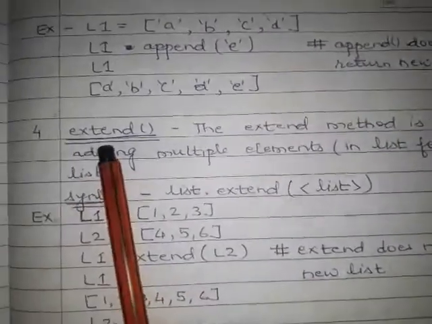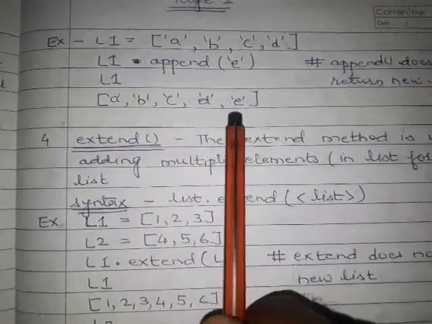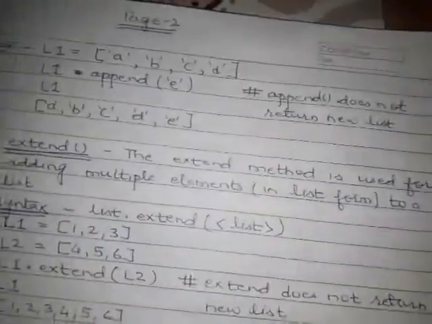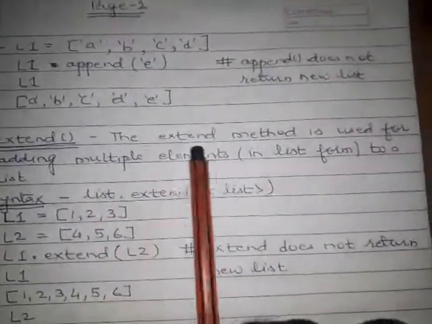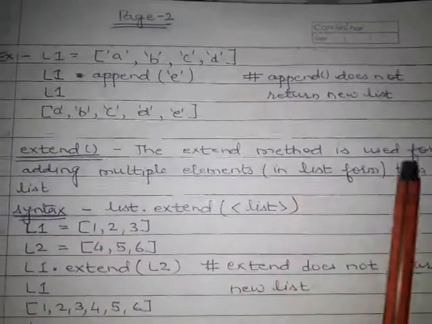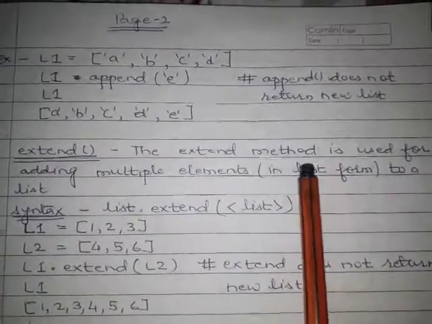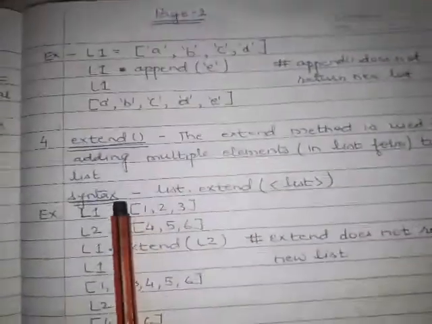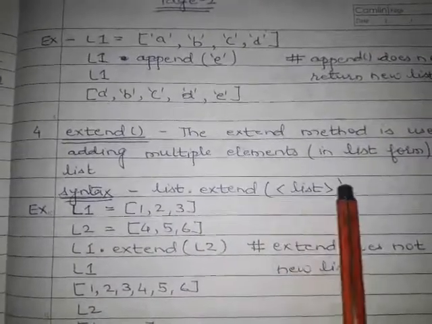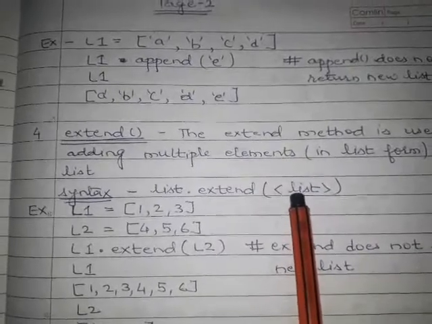Now another method, extend. Look, in append you are only able to add a single item, but with the help of extend you can add multiple items in the form of a list. The extend method is used for adding multiple elements in a list form to a list. In a list form means you have to give the elements in the form of a list. Syntax: list dot extend, and you have to pass a list over here, either a list or the list variable.